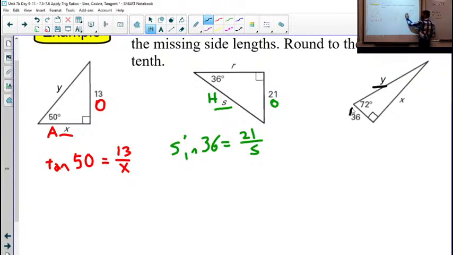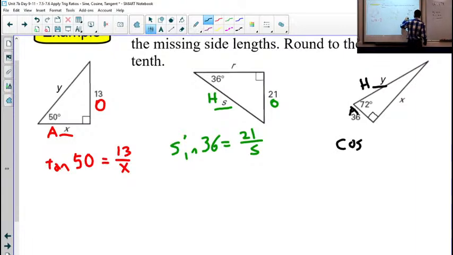I know adjacent, so it's touching my angle. I'm trying to solve for the hypotenuse, across from my right angle. So I know adjacent. I want hypotenuse. Which one's in charge of adjacent and hypotenuse? It's cosine.